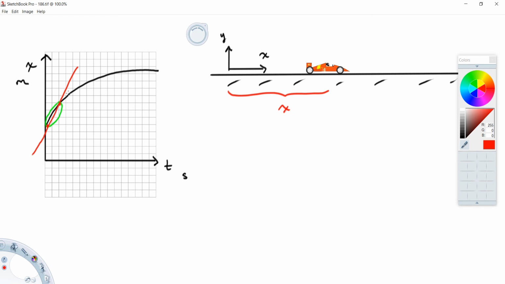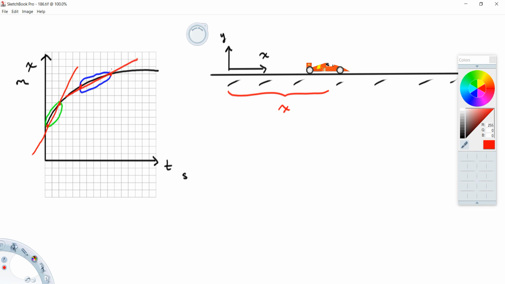The slope is positive, indicating this car is moving to the right. Or you could think of it like this: x is getting bigger. So over here, x is getting bigger, again car moving to the right. Now, look at another time frame, like this one right here. Again, I'm going to pick a couple of points here and draw the tangent line through them.